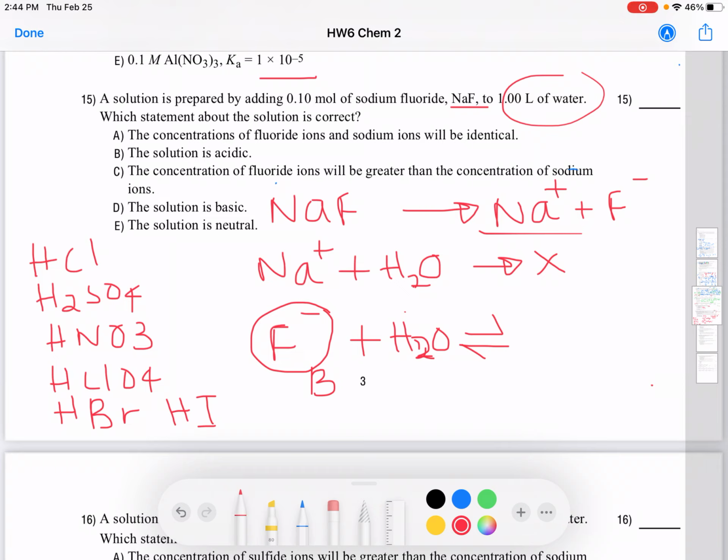It's going to react as a base. So what's going to happen? Fluoride ion is going to react with water. So this is your water molecule. Now if fluoride is the conjugate base of HF, your water is going to be your acid.